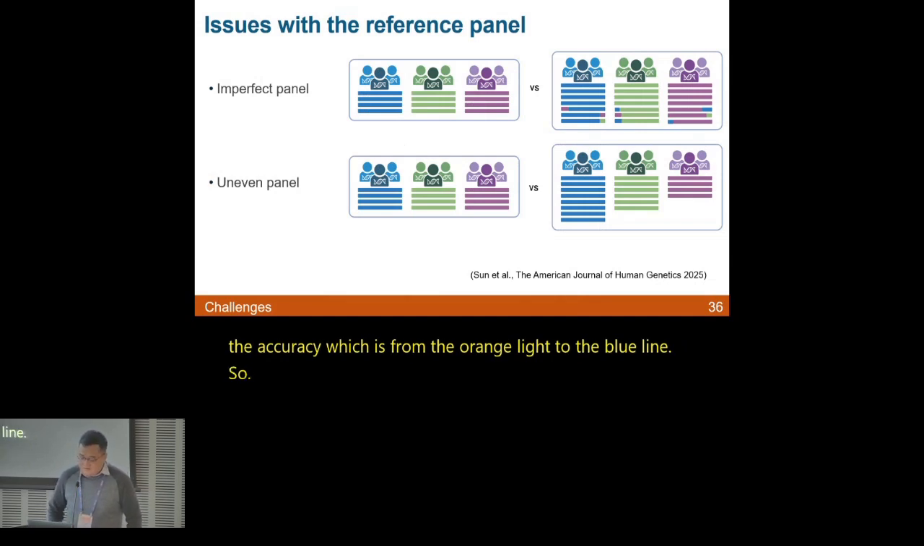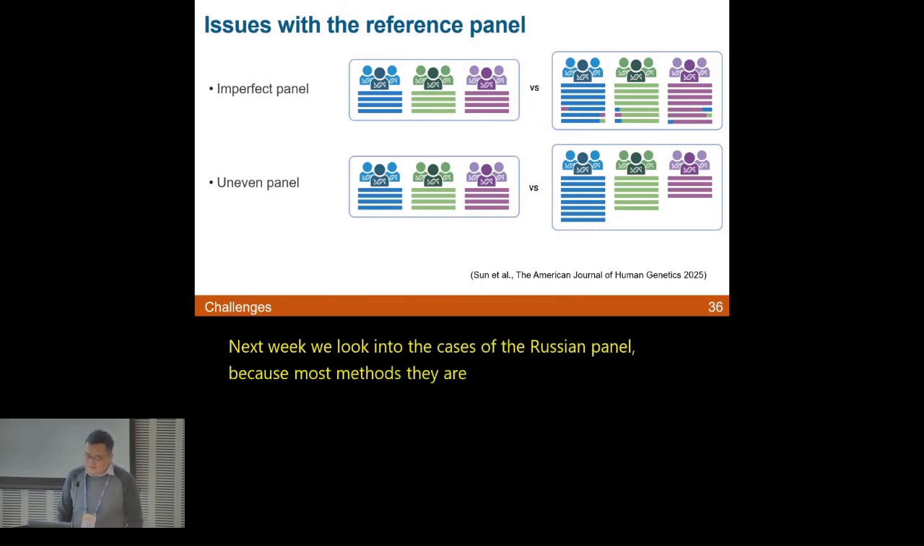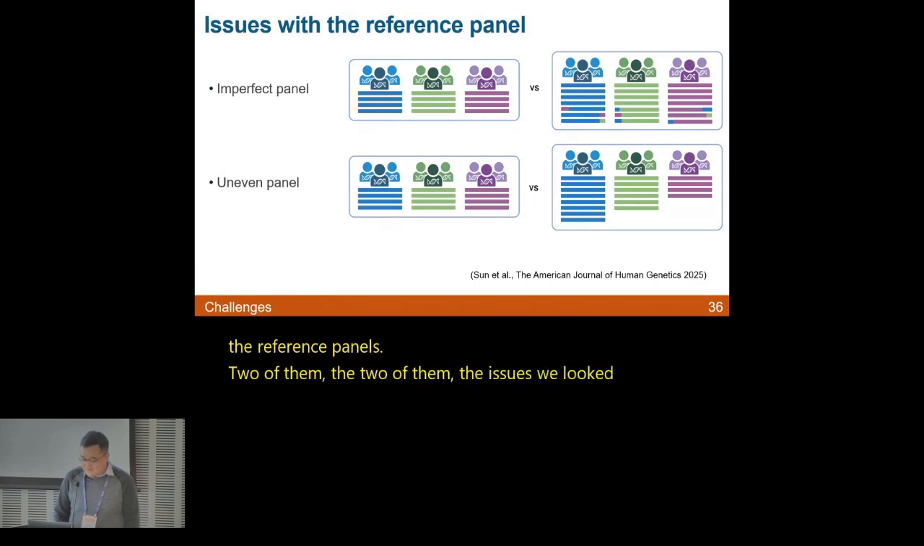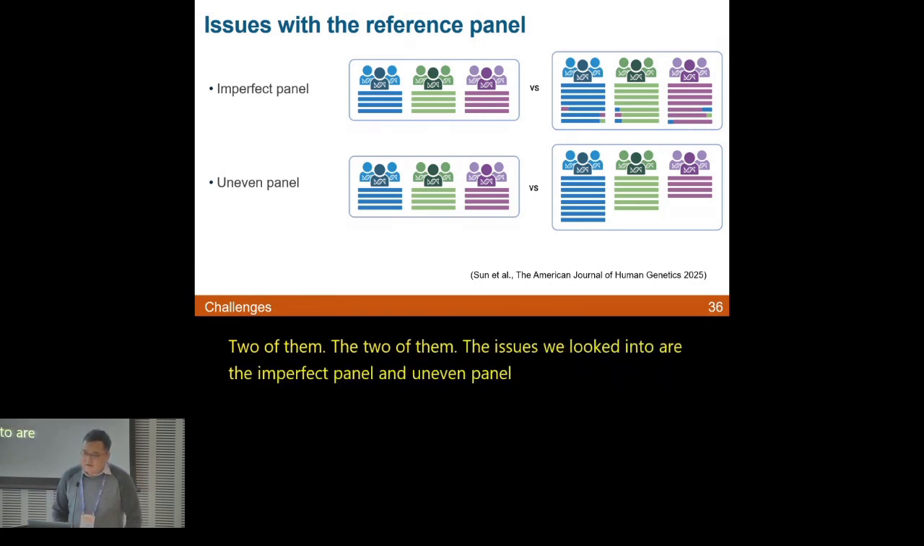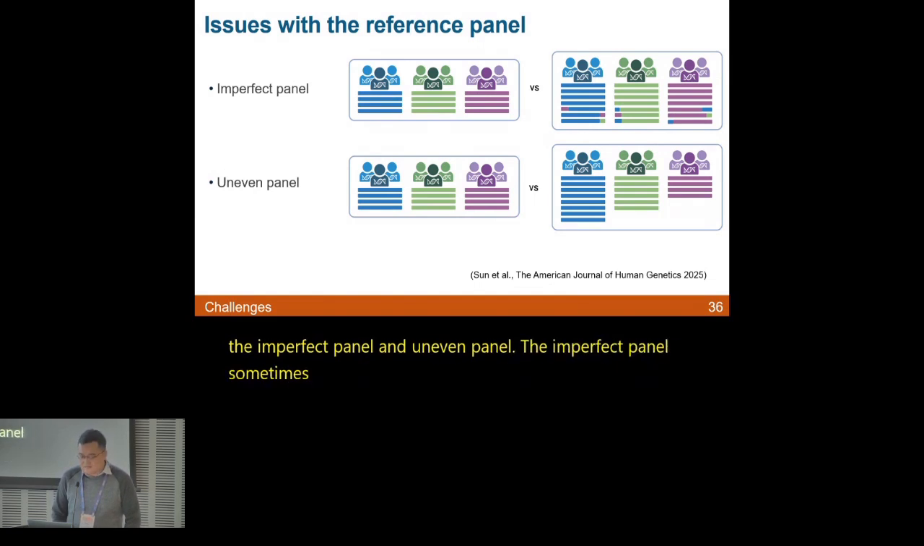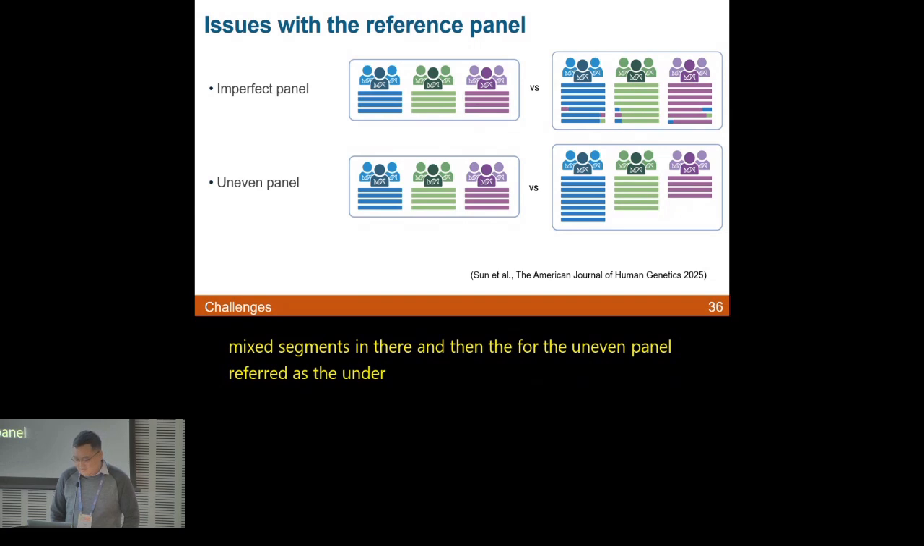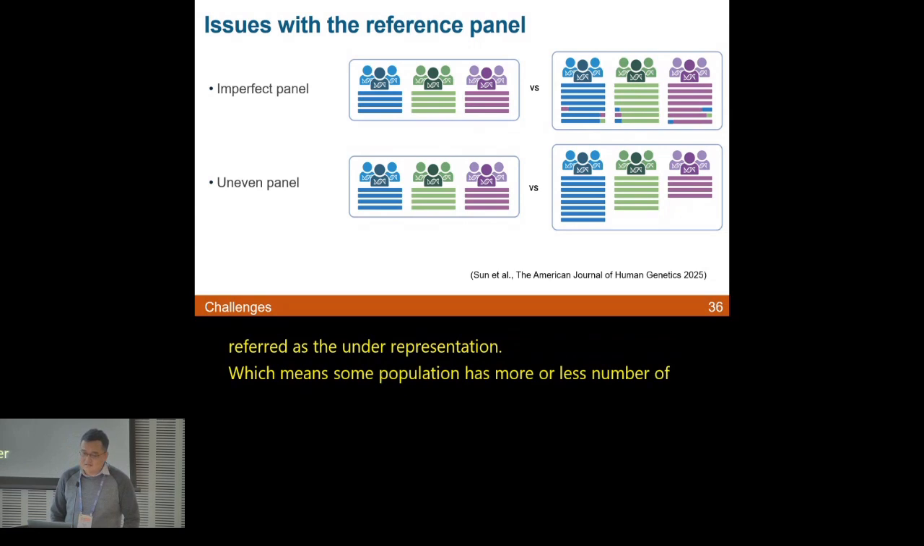Next, we look into the cases of the reference panel, because most methods heavily rely on the quality of the reference panels. Two of the issues we looked into are the imperfect panel and the uneven panel. The imperfect panel sometimes refers to misspecification cases, which means some haplotypes in the reference panel have a small fraction of mixed segments in them. And the uneven panel is referred to as underrepresentation, which means some populations have more or fewer individuals than others in the reference panel.